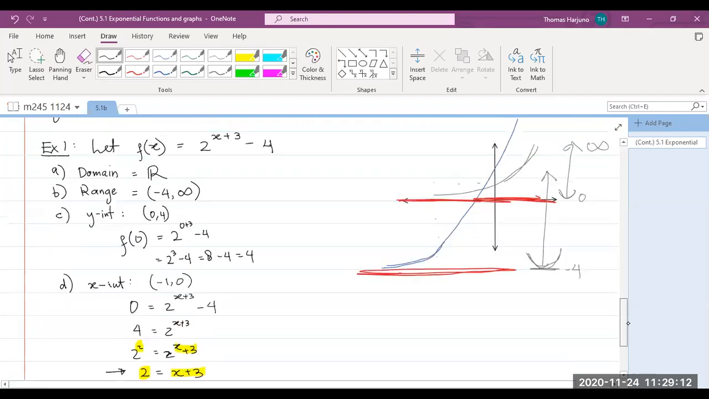Horizontal asymptote, originally y equals 0. Because I move it 4 units down, the horizontal asymptote becomes y equals -4.